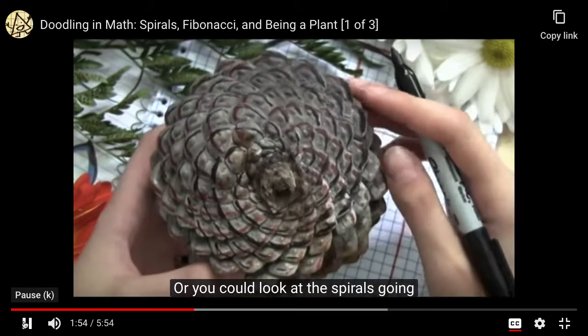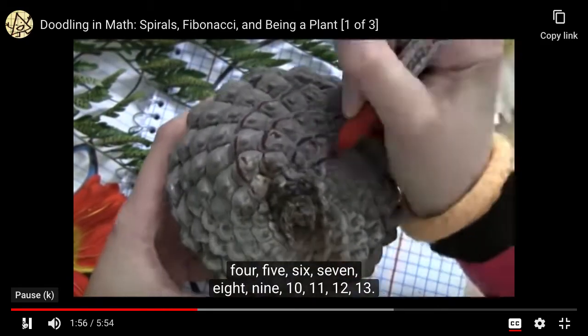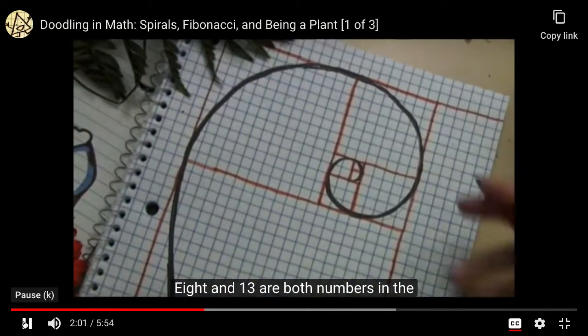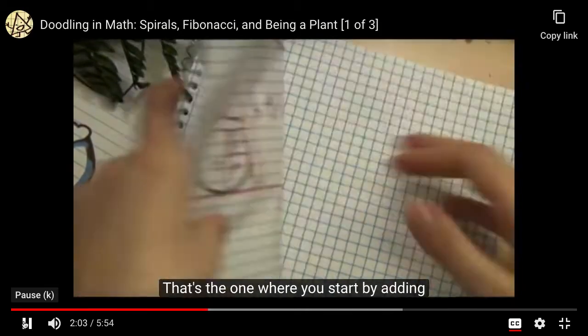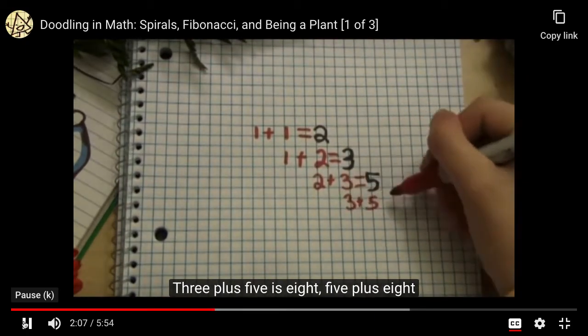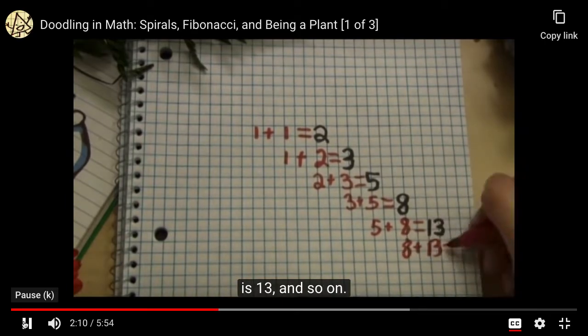Or you could look at the spirals going the other way, and there's 1, 2, 3, 4, 5, 6, 7, 8, 9, 10, 11, 12, 13. Look familiar? 8 and 13 are both numbers in the Fibonacci series. That's the one where you start by adding 1 and 1 to get 2, then 1 and 2 to get 3, 2 and 3 to get 5, 3 plus 5 is 8, 5 plus 8 is 13, and so on.